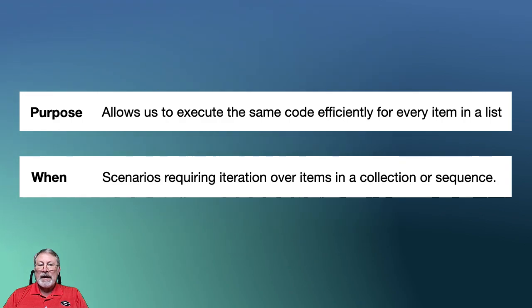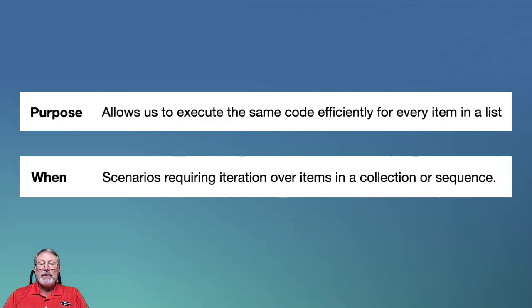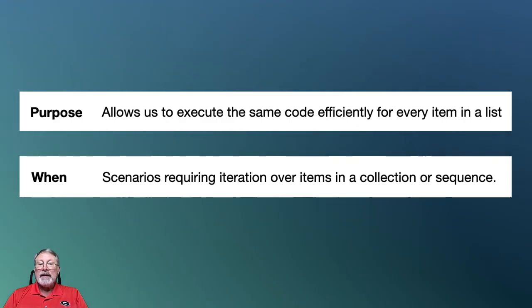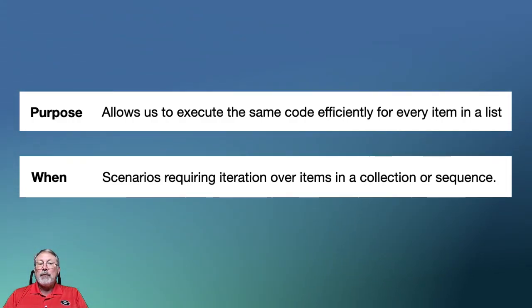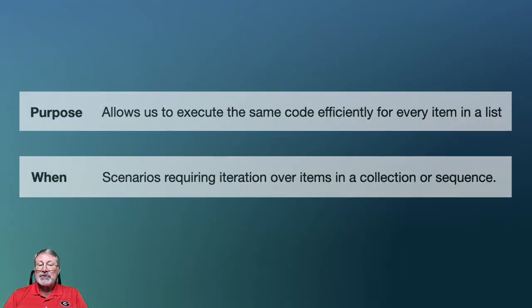The for loop shines in scenarios requiring iteration over items in a collection or sequence. Whether you're processing elements in a list, traversing characters in a string, or iterating over lines in a file, for loops provide a straightforward syntax to accomplish these tasks elegantly.